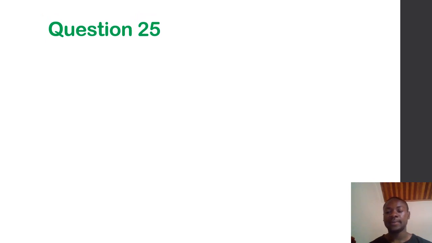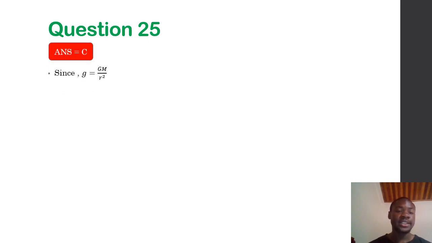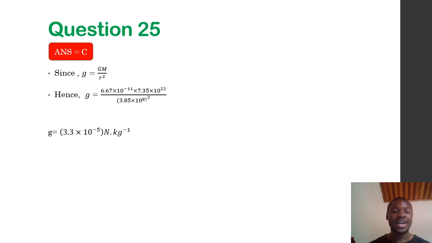Question 25, which is the last question, our answer is C, since g, the gravitational field strength, is equal to the gravitational constant times the mass divided by r squared, or the distance squared. Hence, g will be equal to all that algebra. I cannot say all those figures, so just take a look at it. Hence, g will be equal to 3.3 times 10 to the minus 5 newton per kilogram. Take note of your unit. Just verify it well.